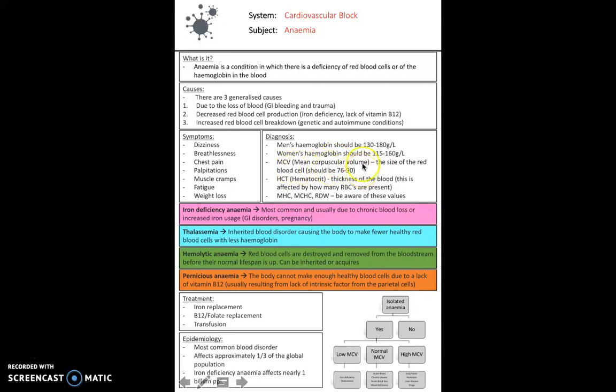The mean corpuscular volume, so this is the size of the red blood cell, and this should be between 76 and 90. Hematocrit is the thickness of the blood, and this is affected by how many red blood cells are present. And other values to be aware of are these here, but really these aren't as important in terms of a diagnosis of anemia. In terms of treatment, we can replace the iron. We can give B12 or folate replacement as well if it's a pernicious anemia, and we can give a transfusion in more extreme cases.